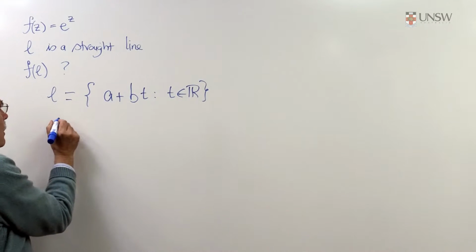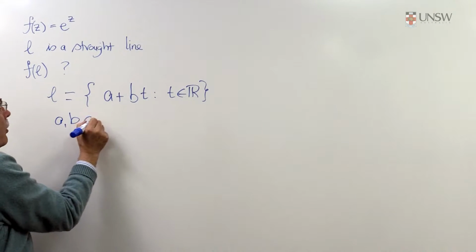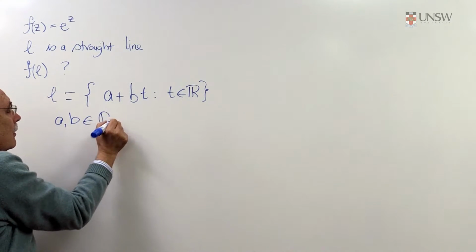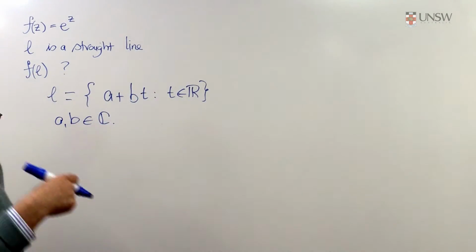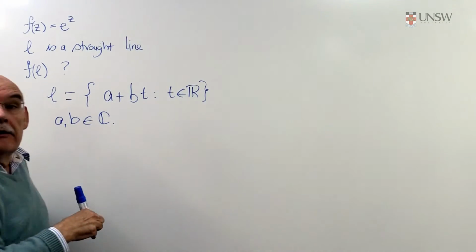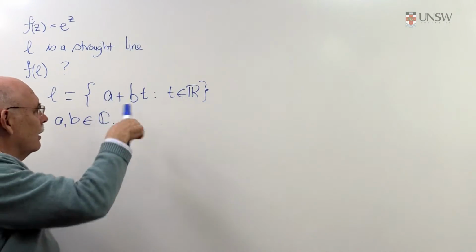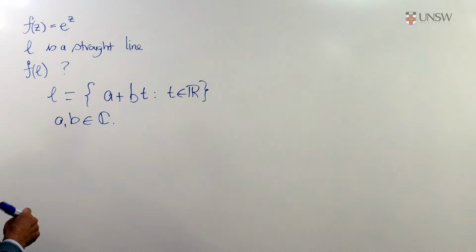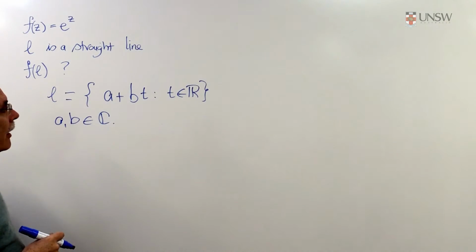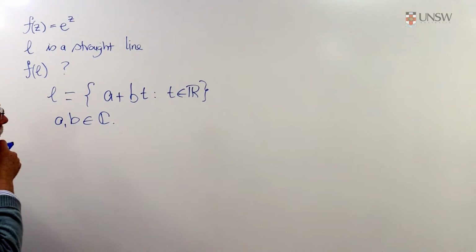and a and b are complex numbers. So this is the complex version of something that is done in first year in vector calculus, where in the study of vectors, you parameterize straight lines in very much the same way, but using vectors rather than complex numbers.